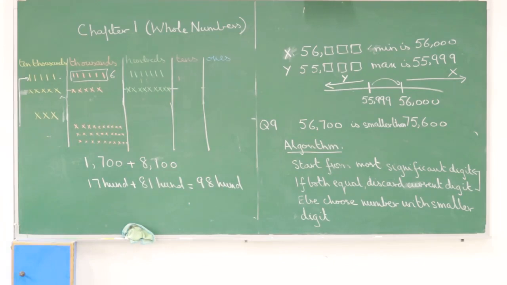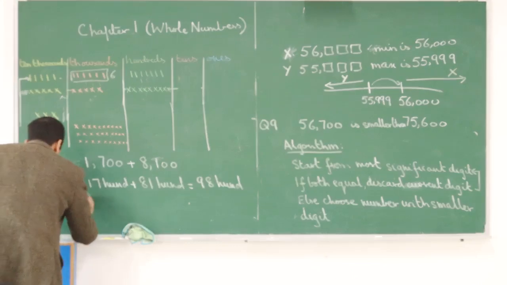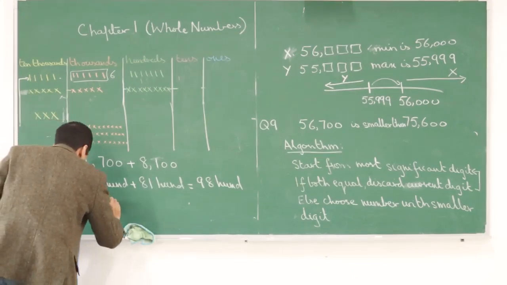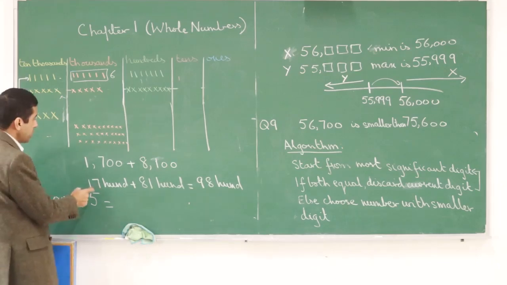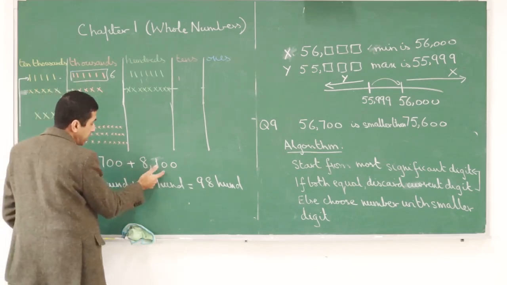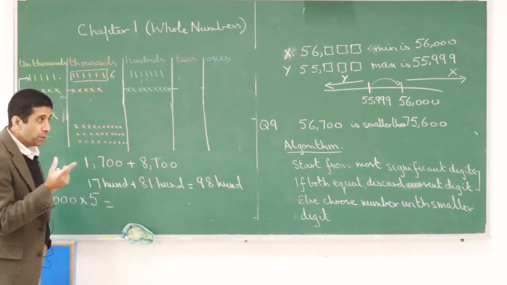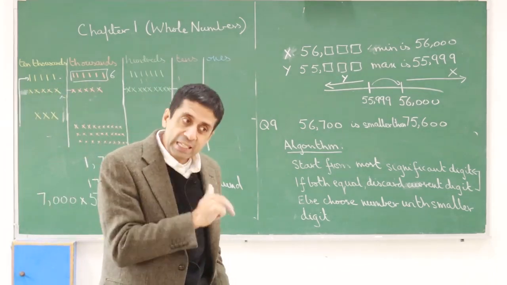And that makes life easy. Another one: what's 7,000 times 5? Would it be 1,700? No. Why not? Why would you want to think of it as 1,700? Does it make your life easier? No. Why did we think of these as 1,700s? Because the zeros were not playing any part, so 1,700 and 8,100 was easier. Remember, you don't have to do anything that makes your life complicated. You only do things which make your life easy.